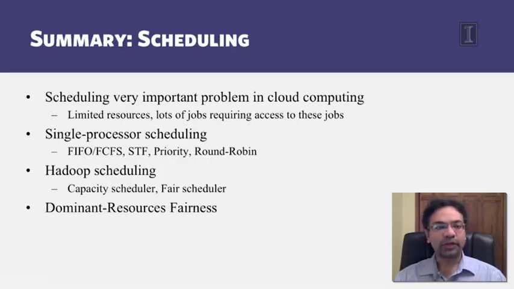So to wrap up our entire discussion of scheduling, scheduling is a very important problem in cloud computing because you have limited resources, typically processor and memory resources, and you have a lot of jobs with tasks that require access to these resources. So which jobs run when on which resources is the scheduling problem. We've discussed classical single process scheduling algorithms such as first in, first out, shortest task first, priority, and round robin. We've also discussed Hadoop scheduling strategies that are popular today, such as Capacity Scheduler and the Hadoop Fair Scheduler. And finally, we've discussed strategies that are fair across multiple tenants in a multi-tenant cloud environment. Especially, we have discussed the dominant resource fairness strategy, which is actually gaining popularity today.